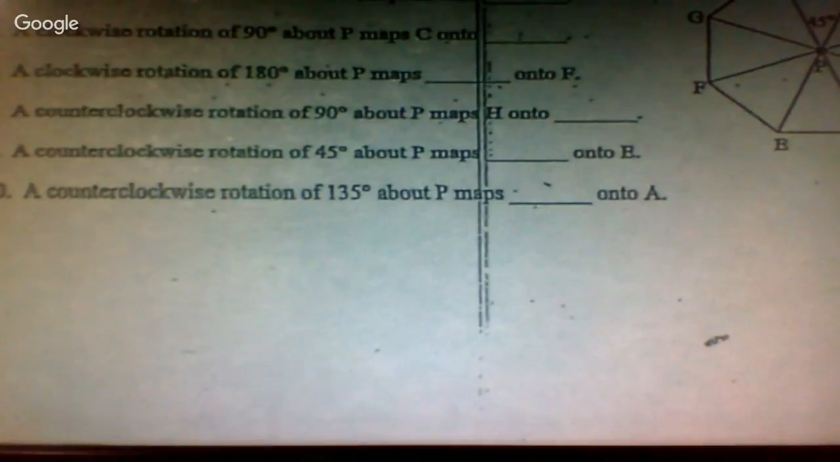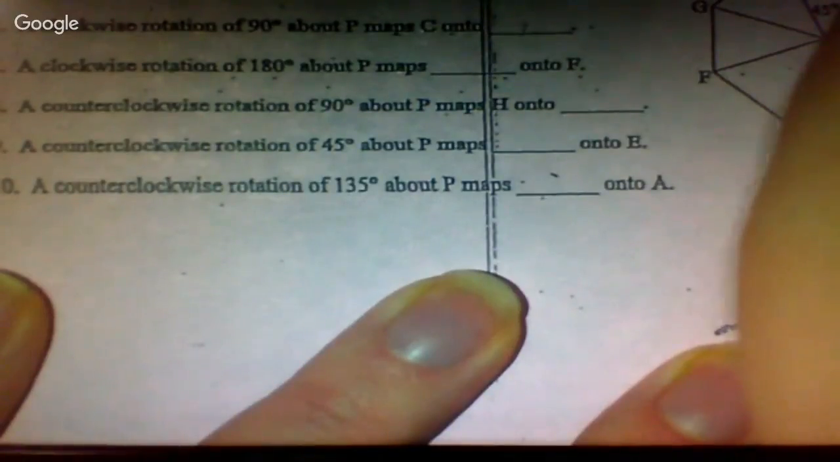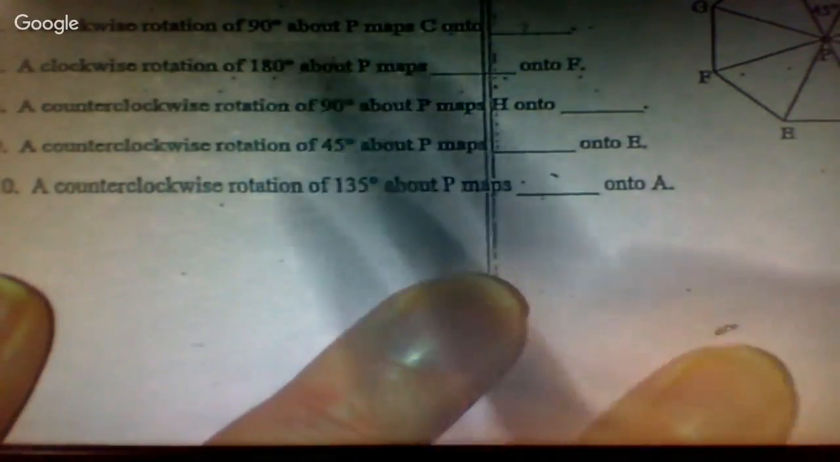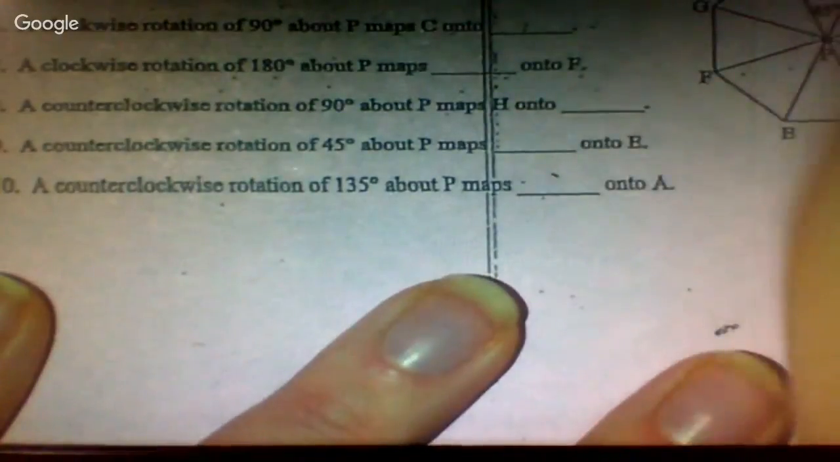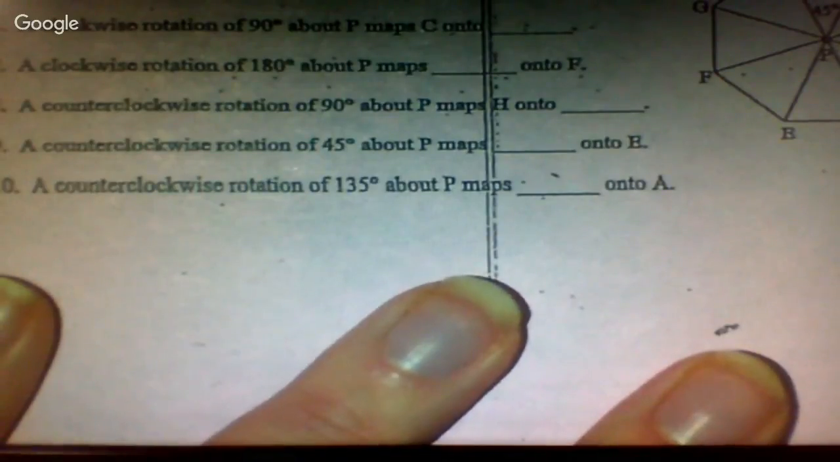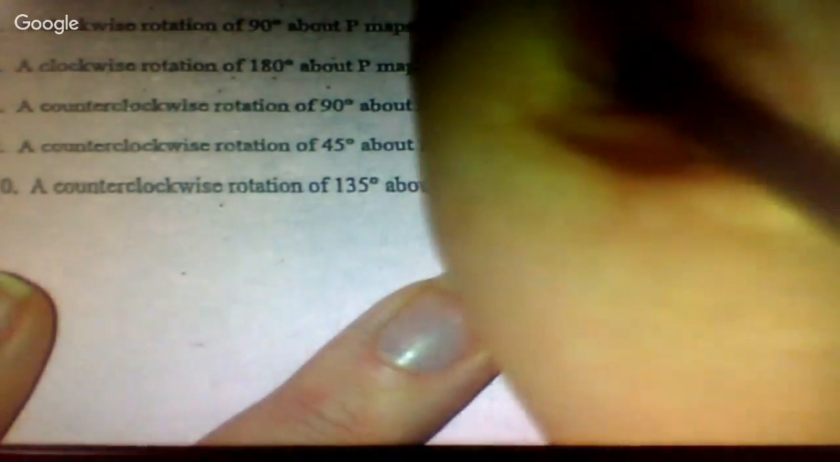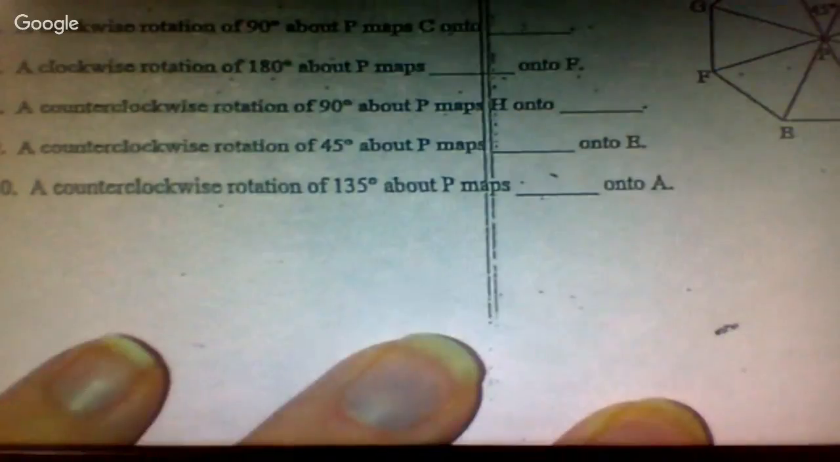Okay. 45 degrees in each one of these spots. So each one of these spots is 45 degrees apart. This says a clockwise rotation of 45 degrees maps A onto what? So if I start here and I want to go 45 degrees clockwise, where do I land? B. It's just one space over. Each one of these spaces is 45 degrees. So I go from A to B. C to D.